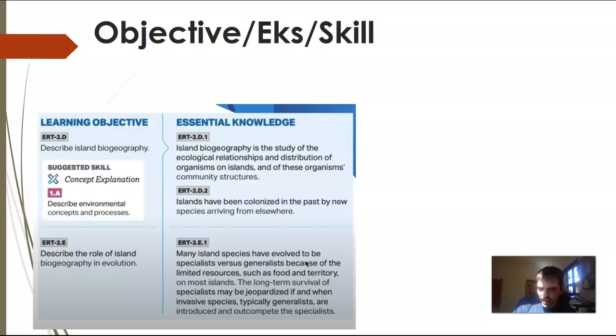And then the other essential knowledge is many island species have evolved to be specialists versus generalists because of the limited resources such as food and territory on most islands. The long-term survival of specialists may be jeopardized if and when invasive species, typically generalists, are introduced and outcompete the specialists. That's what we're trying to learn today.